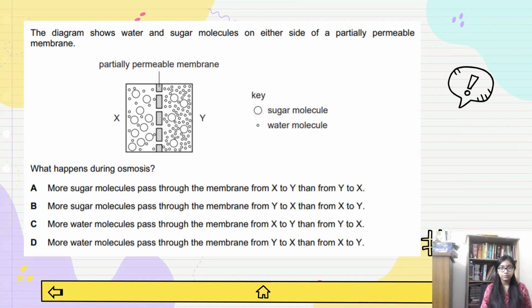The diagram shows water and sugar molecules on either side of a partially permeable membrane. The larger molecules are the sugar molecules and the smaller molecules are the water molecules. What happens during osmosis? During osmosis, the water molecules move from an area of higher water potential to an area of lower water potential. As the water molecules here are much more concentrated at Y than at X, they move from Y to X passing through the partially permeable membrane. The answer is, therefore, option D.